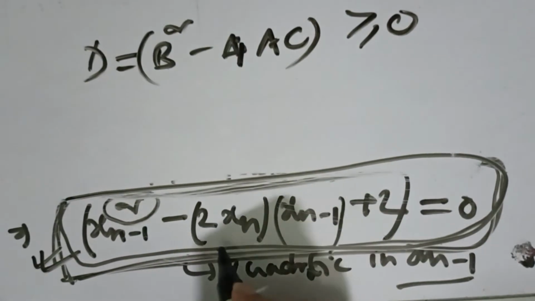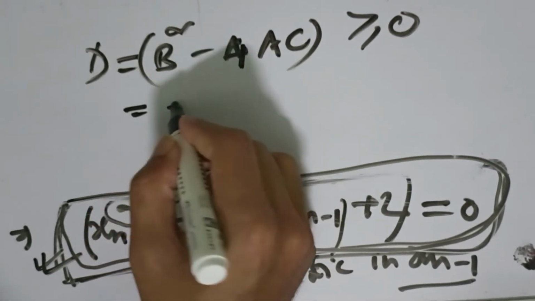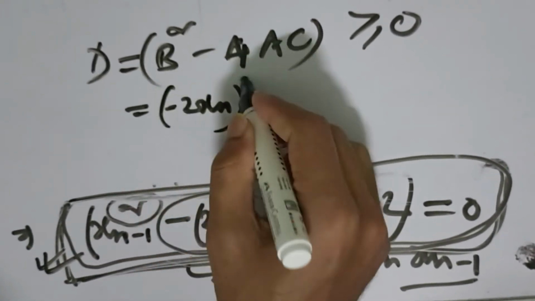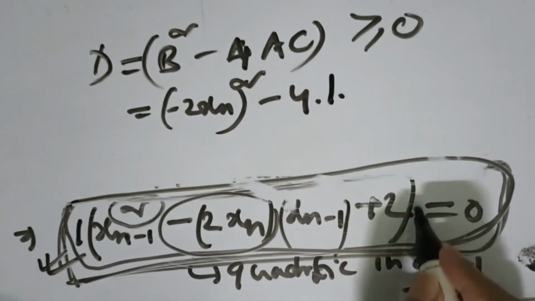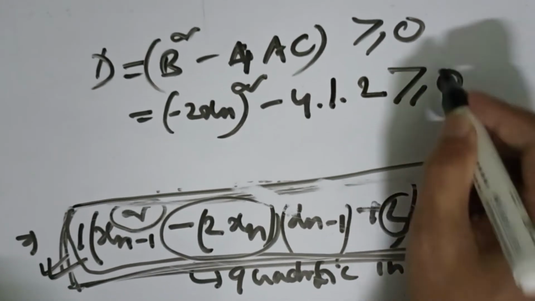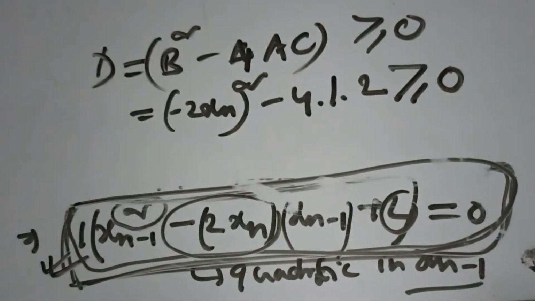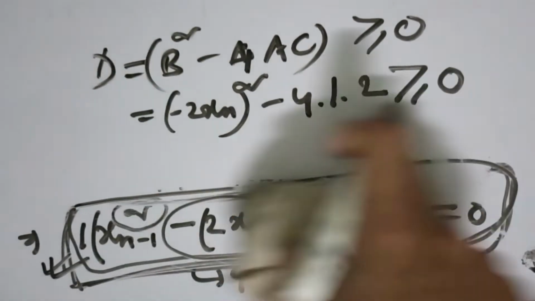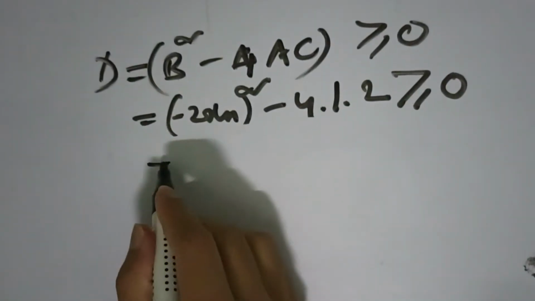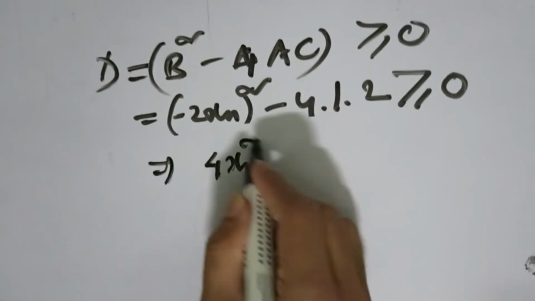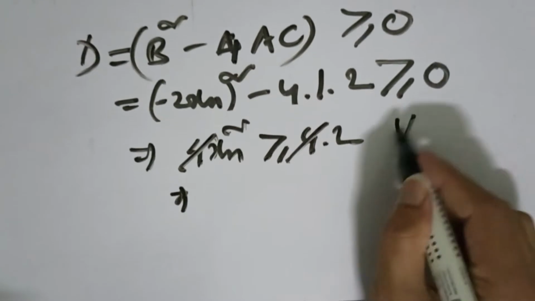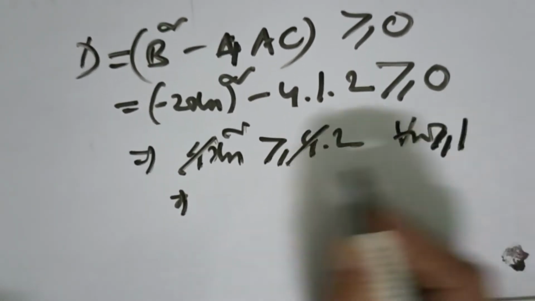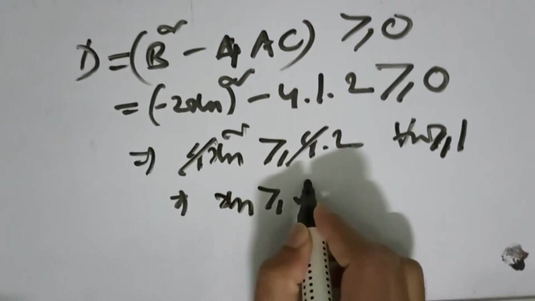Here b is minus 2xn, a is 1, and c is 2. So b squared minus 4ac should be greater than 0, because the quadratic equation has real roots. From this we get 4xn squared greater than 4 into 2, so xn squared greater than 2, and you get xn greater than root 2.